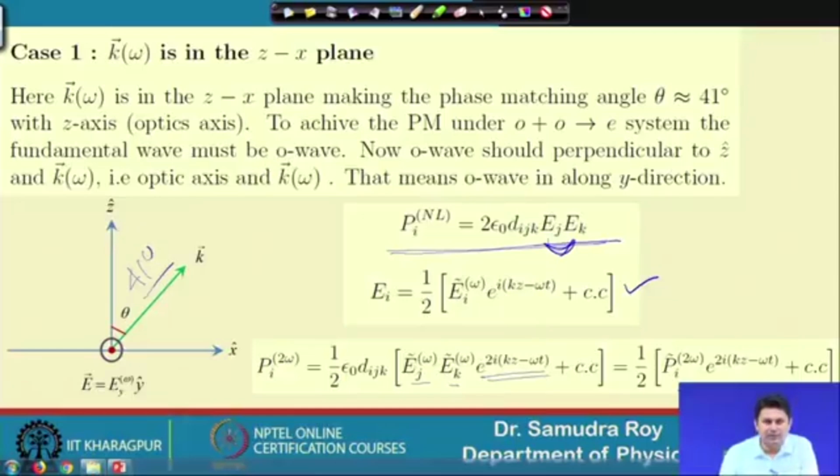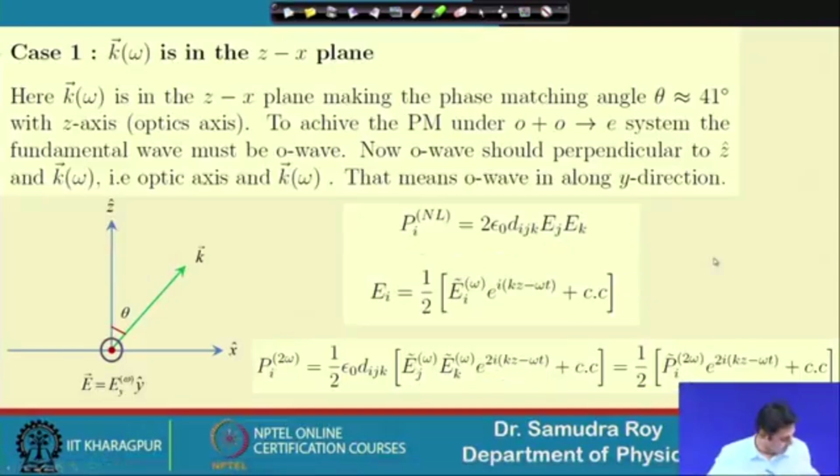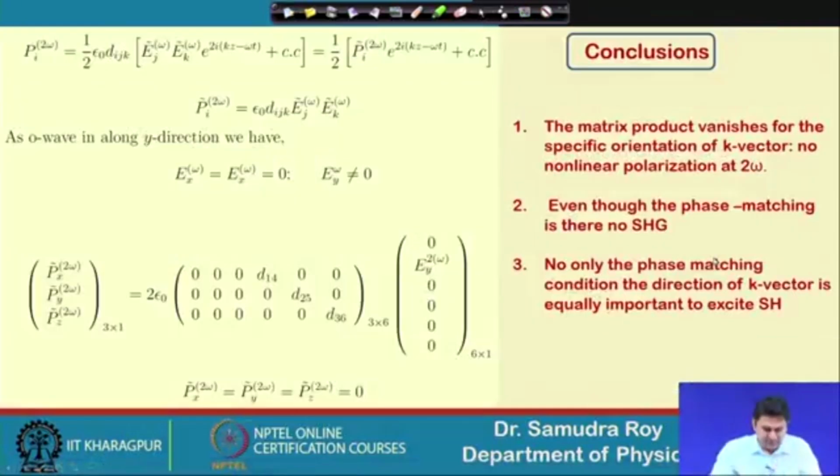If I write this in plane wave form, it should be something like P tilde 2 omega e to the power i(kz minus omega t). Here P 2 omega is the amplitude of the polarization. I need to find the value of this amplitude, and one can find it very easily by using this matrix form, which we also discussed in our previous class.